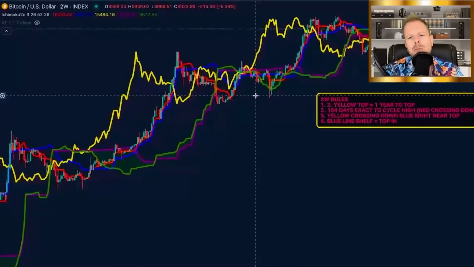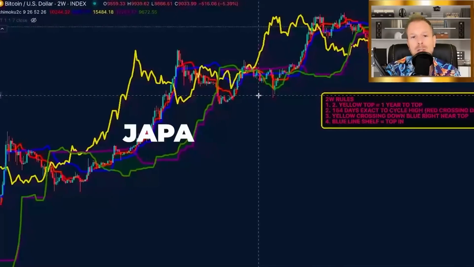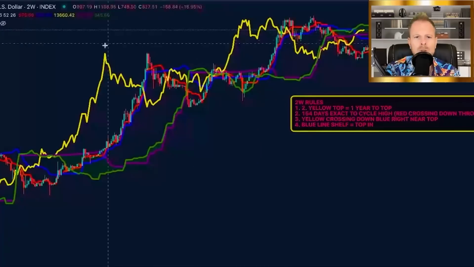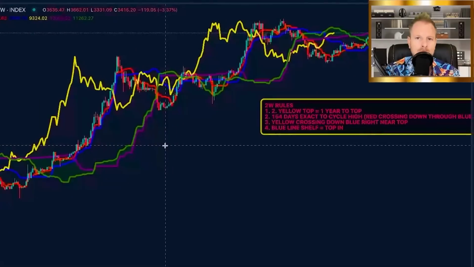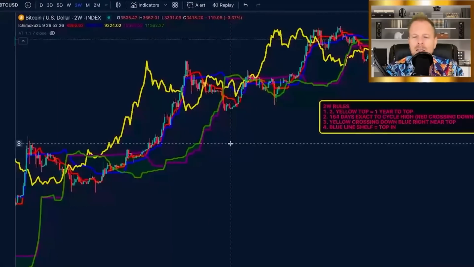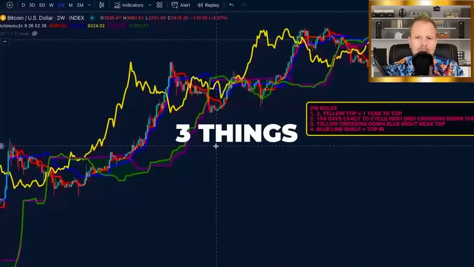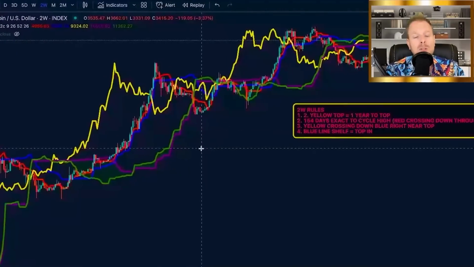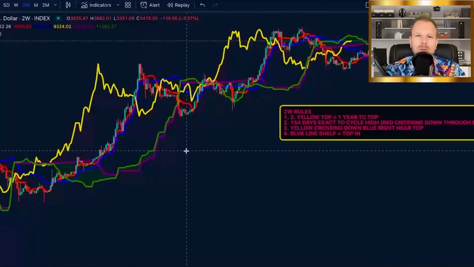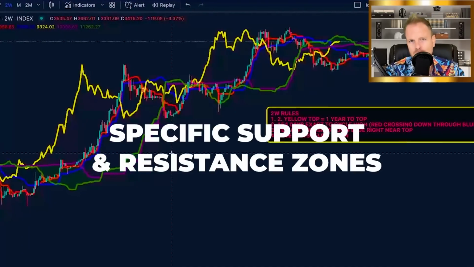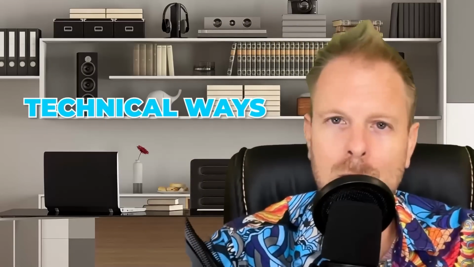So Ichimoku is obviously a Japanese name. This indicator was developed by a Japanese journalist. This journalist developed the indicator and then spent 30 years perfecting it. He wanted to create an indicator that focused really on 3 things. It focused on where the momentum is heading in the market and then to look for specific support and resistance zones.